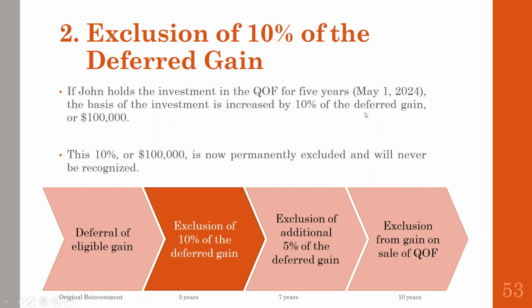5 years later, he's got that investment in there. Now he gets a 10% deferred basis increase, so his basis increases to $100,000. Again, that's 10% of the original $1 million. And now that's what his basis is. So if he has an inclusion event now as a result of a sale, he's only paying tax on the $900,000 of gain, not the full $1 million.